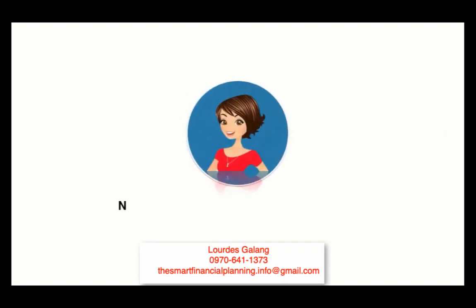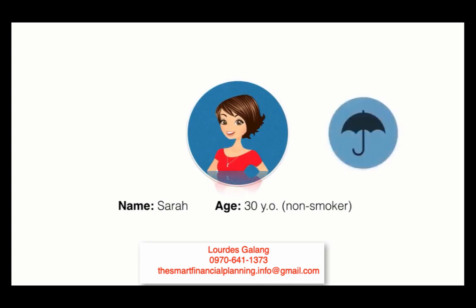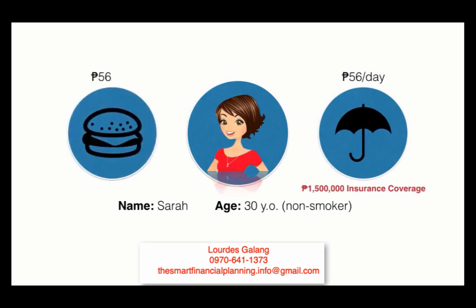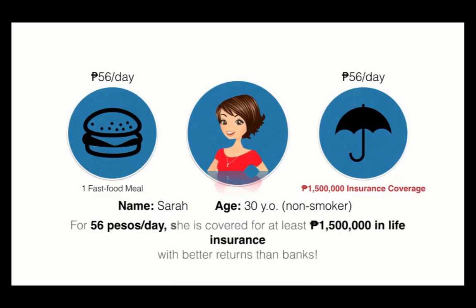So, si Sarah, okay, our client, at the age of 30 years old, non-smoker siya, okay, at 56 pesos per day, she will get a 1,500,000 pesos life insurance coverage. And that's equivalent to one fast food meal, which is 56 pesos per day, diba? Now, for 56 pesos per day, she's covered for at least 1,500,000 pesos in life insurance with better returns than banks, obviously, diba? And this is all at the price of a regular fast food value meal.